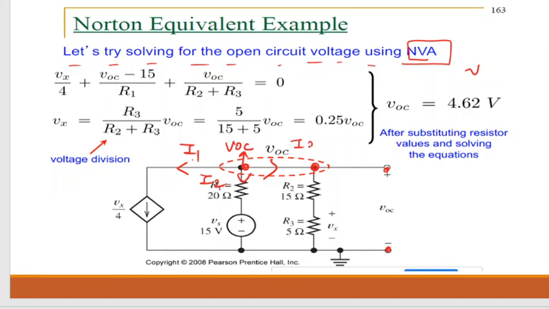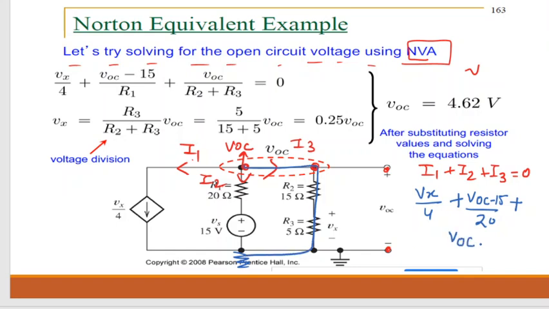Suppose this is I1, I2, I1 plus I2 plus I equal to, tell me what is I1? I2 is round, I3 by dependent x.